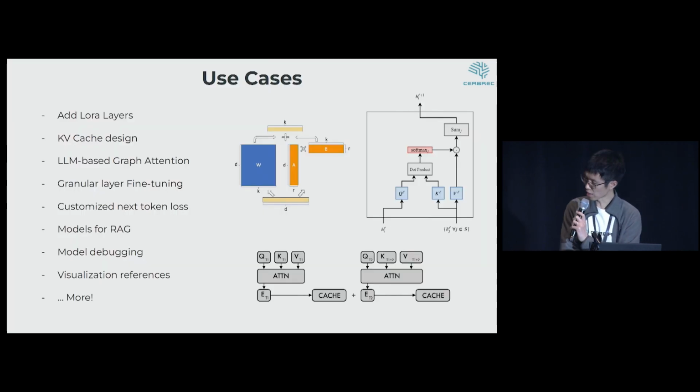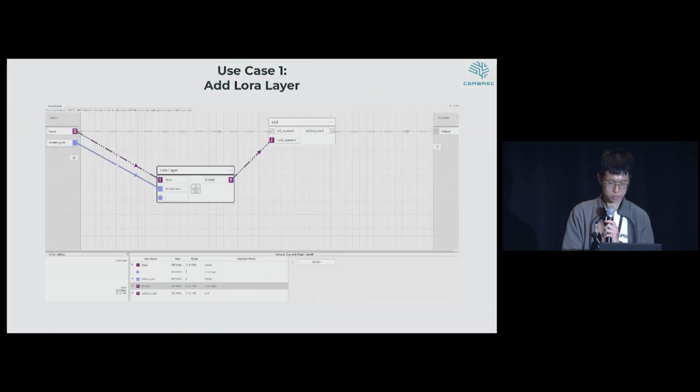Some of the use cases we have here: you can easily add a LoRA layer, and you can easily add a key value cache layer here. You can even do graph attention. That's probably getting too technical, but you can also plug in your vector database into any place in your embeddings. So that is how you could potentially do it, just drag and drop, putting in a LoRA layer.